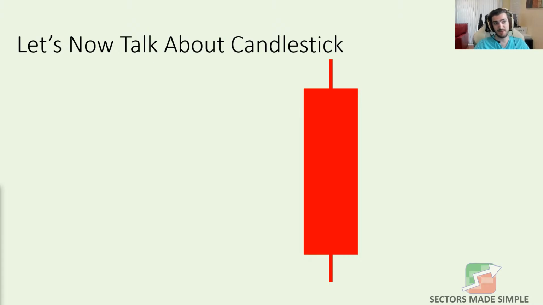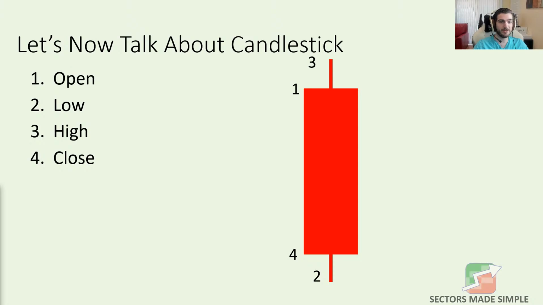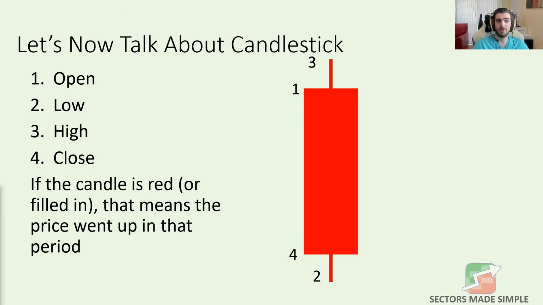Let's now talk about the other side of things. When the market goes down in a day, the open is now the top part of the candle. The low is still the same. The high is still the same. And now the close is the bottom part of that candle. So if the candle is red, or usually it's filled in, that means that the price went down in that period, not up.